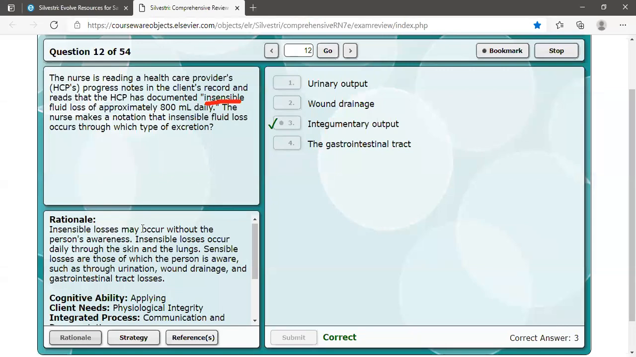Insensible losses may occur without the person's awareness, and insensible loss occurs daily through the skin and lungs. Sensible losses are those which the person is aware of, meaning urination, wound drainage, or gastrointestinal tract losses like diarrhea.